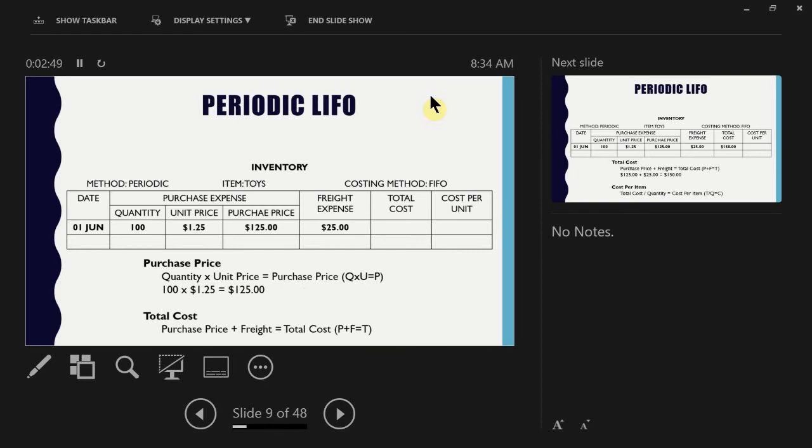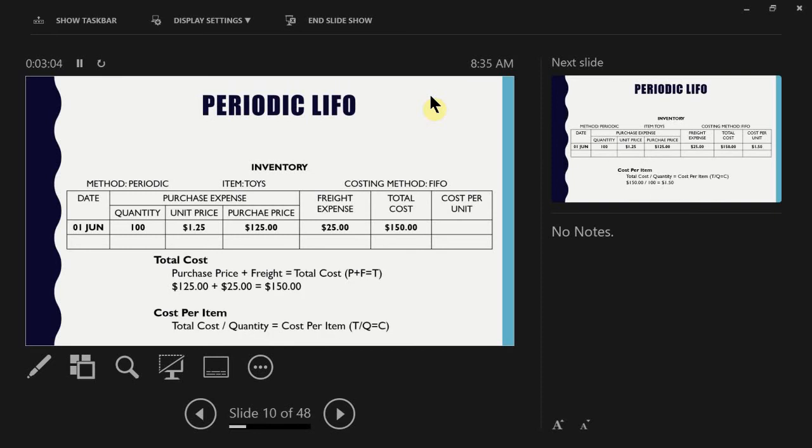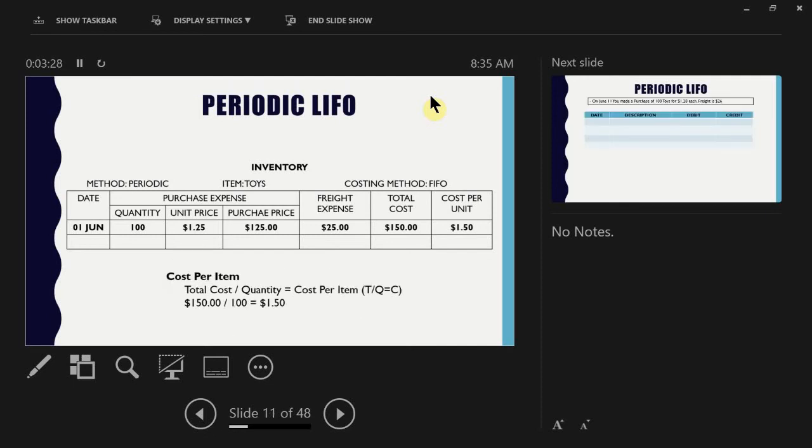Purchase price, we solved for that, right? Quantity times unit price. Your total cost is going to be your purchase price plus your freight expense, which should give you, right, 125 plus 25 gives you a total of 150. And then we need to solve for our cost per item because this time we need to make sure when we do end up selling our items, we know which batch came first and which batch came last and which batch we're going to be taking out from first. So in this case, we're going to work backwards, or we're going to go from the bottom batch and then make our way all the way up to the top. So in this case, it's $1.50.